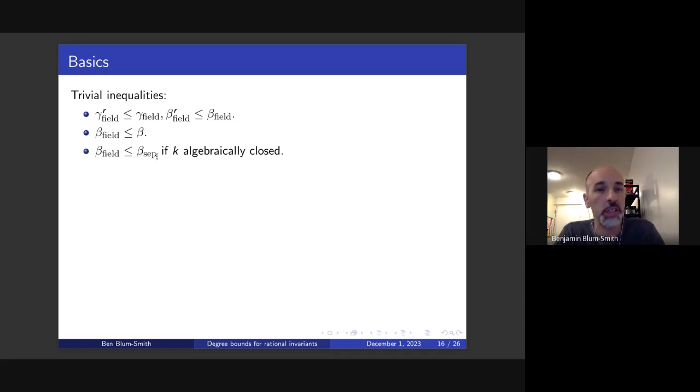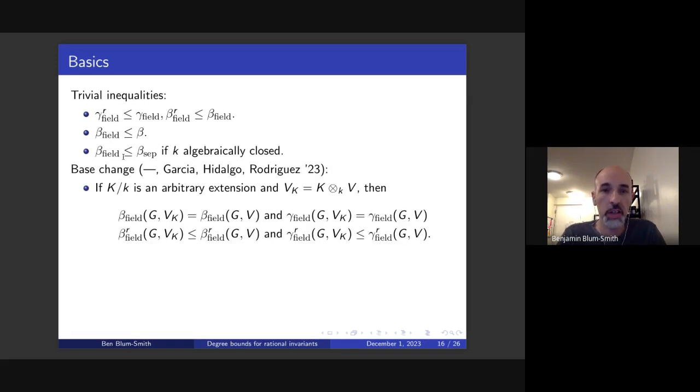And the last one is a little bit less trivial because it depends on the converse of Rosenlicht's theorem, which only holds when K is algebraically closed, which says that if a set of rational invariants generically separates orbits over an algebraically closed field, then it generates the field of rational invariants. So that's where that last one comes from. The rest of the stuff on this slide is results that were not very hard, but we didn't find them written down anywhere, so we wrote them down.